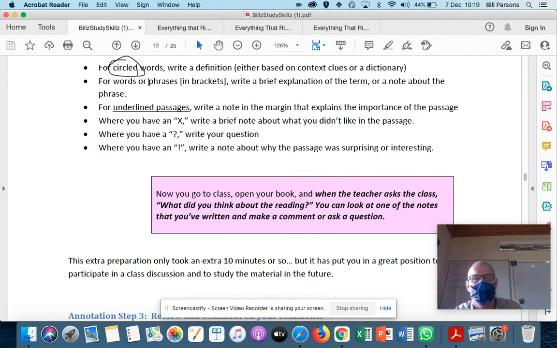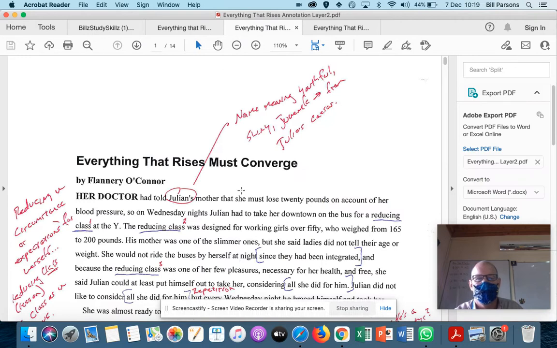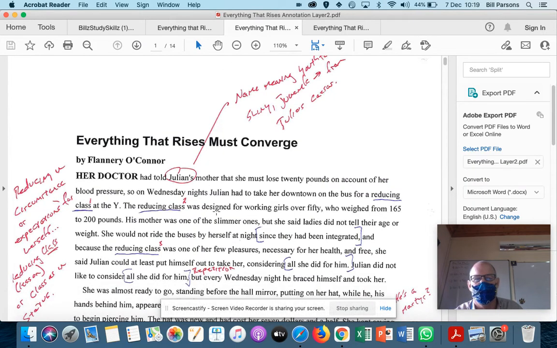If you circled a word because you didn't know what it meant, then you write what the word means. If you put something in brackets or underlined it, make a note to yourself about why you did that. And if you've got any of these other symbols, an X or a question mark or an exclamation point, just explain what that is. That extra layer of notes continues to be a huge time saver later on. So here are the notes that I added.